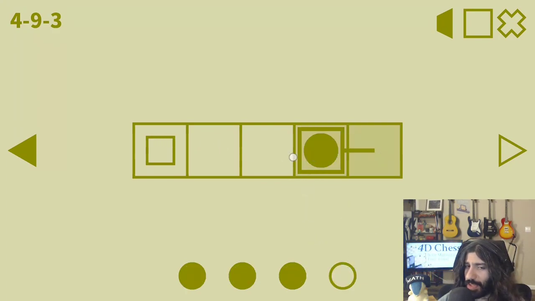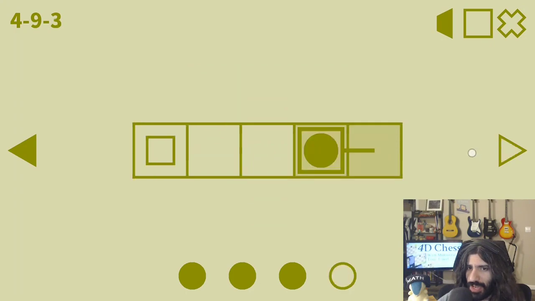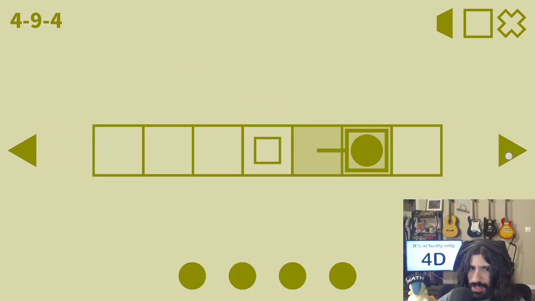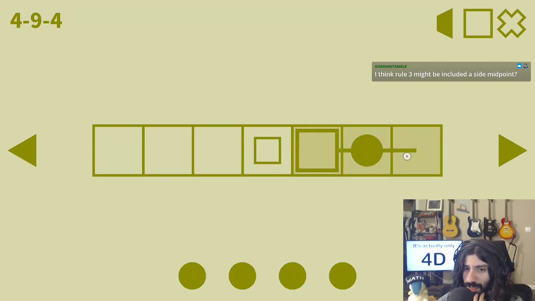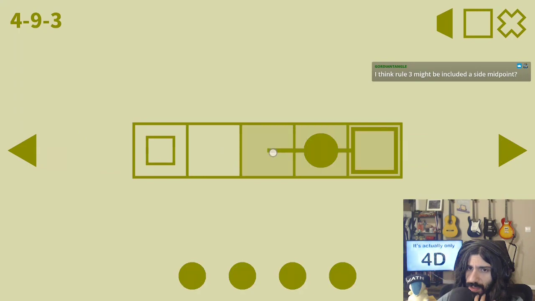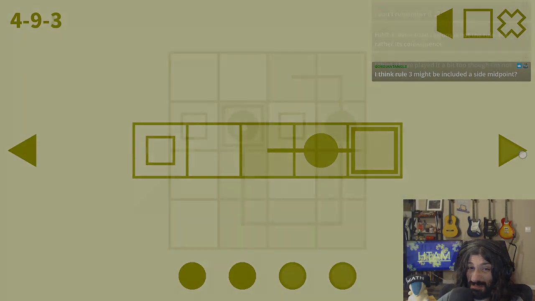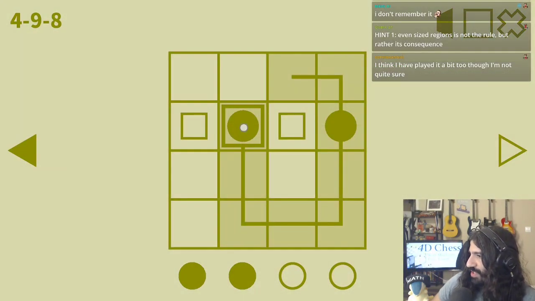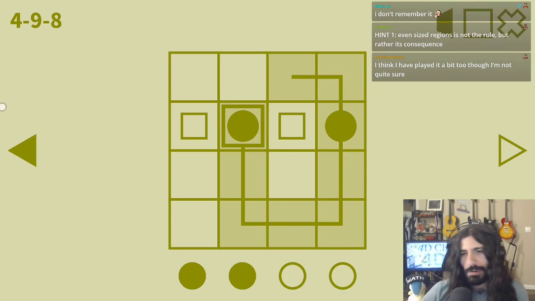What is the difference? Well, the square is maybe in an odd dimensioned region. Well, it is here too. But maybe there's an odd number of... Okay, well maybe the square has to be in an even... Okay, so the square has to be in an even numbered region. Hint 1: even-sized regions is not the rule, but rather its consequence. All right, well.